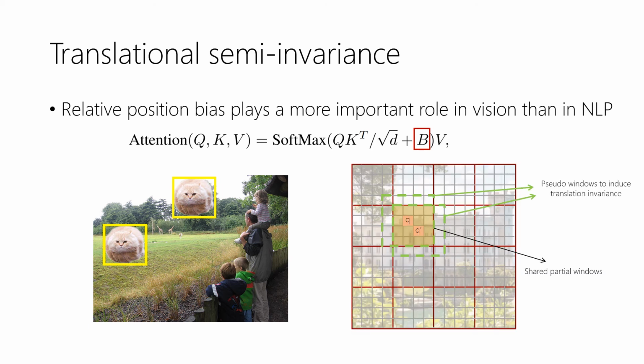An interesting point here is that we don't guarantee full translational invariance due to long overlapped windows. We call it translational semi-invariance. Interestingly, we find this semi-invariance performs as well as full translational invariance in experiments.